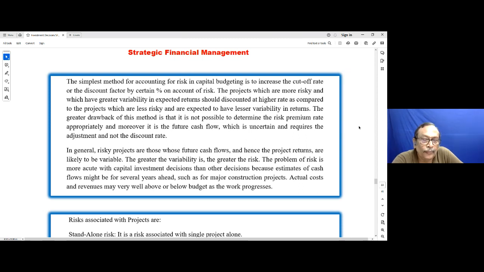The projects which are more risky and which have greater variability in expected return should be discounted at a higher rate as compared to the projects which are less risky and are expected to have lesser variability in returns. The greater drawback of this method is that it is not possible to determine the risk premium rate appropriately. And moreover, it is the future cash flow which is uncertain and requires the adjustment and not the discount rate.